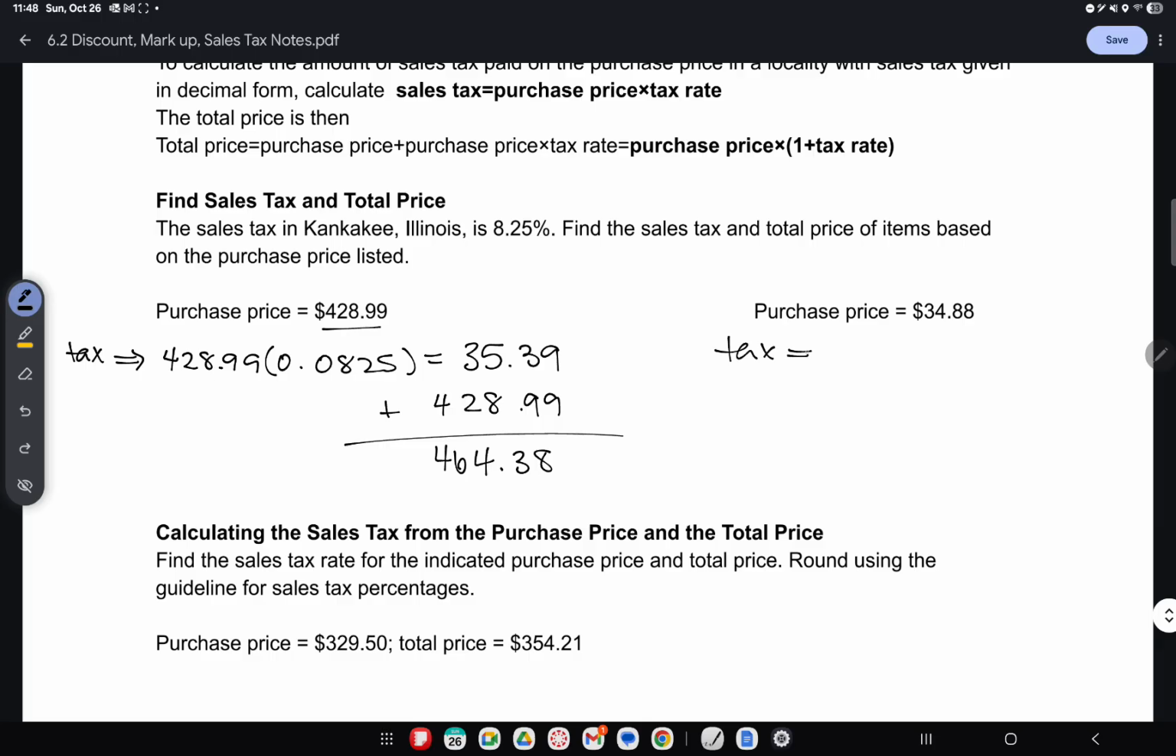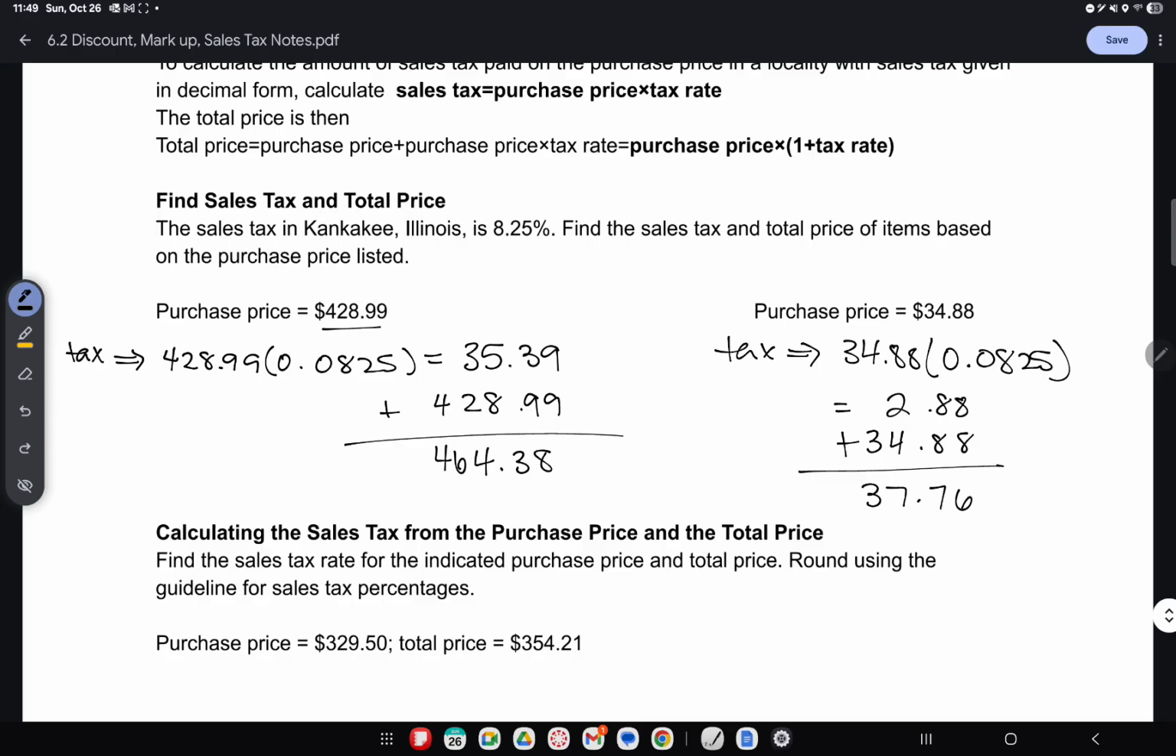Find the tax. So that's the price times the rate as that usable decimal to get 2.88, and then we'll add it to that 34.88 for a total of 37.76.